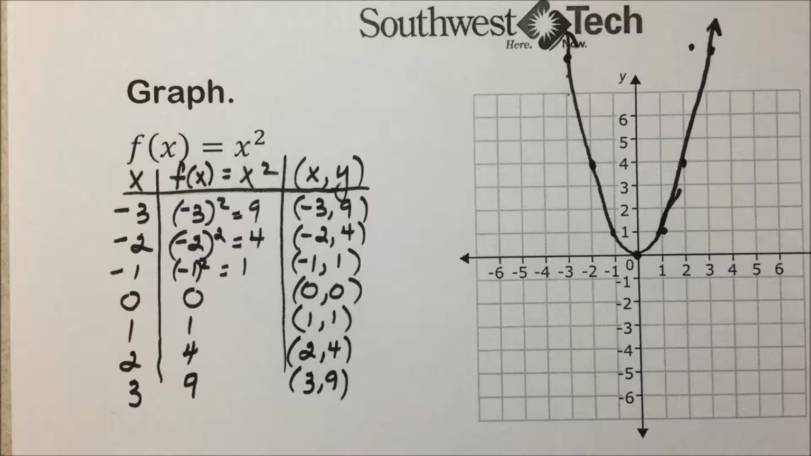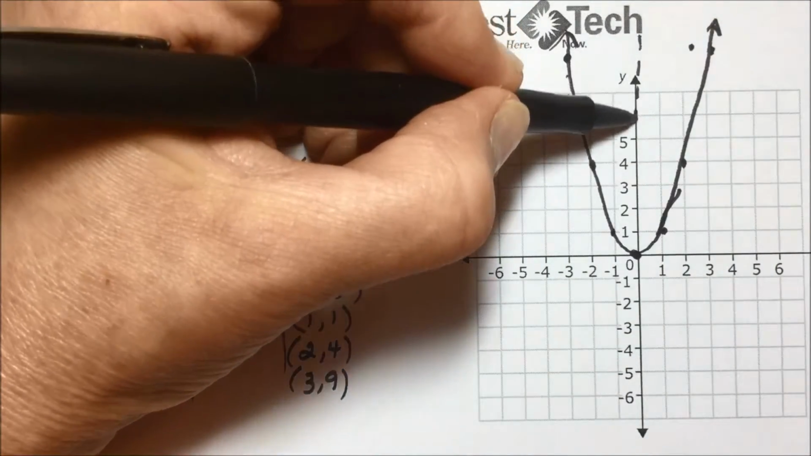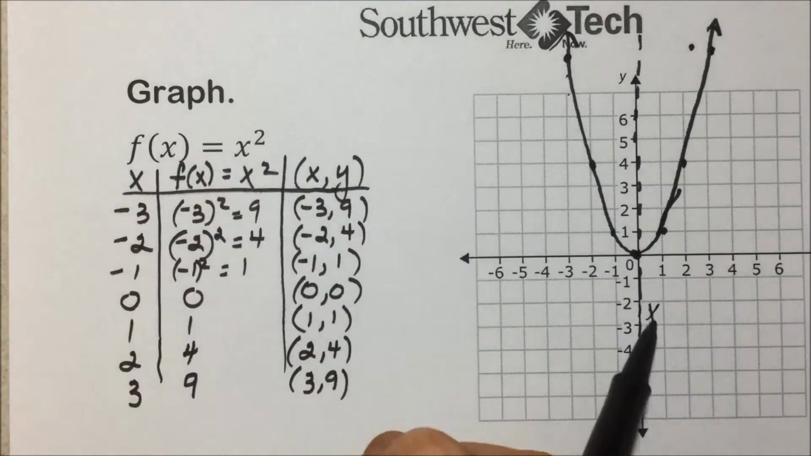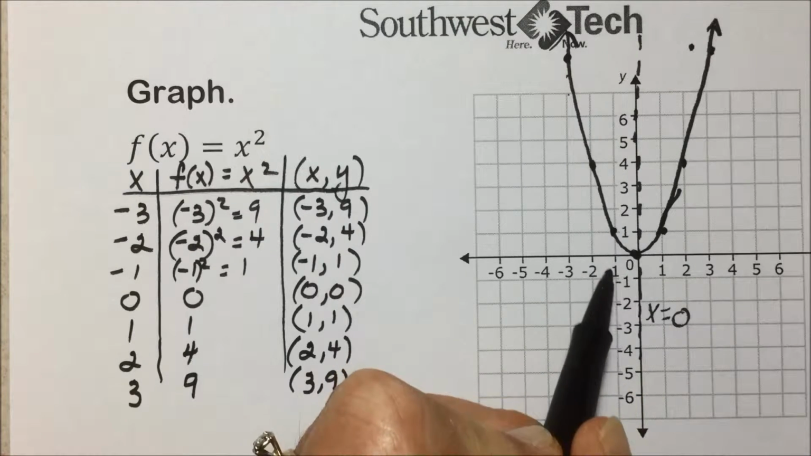They're U-shaped and can open upward, as this one does, or downward. Our turning point of the graph is called the vertex, and in this example, our vertex is at the origin. A parabola is symmetric with respect to a line that goes through the center of the parabola and the vertex. This line is known as the parabola's axis of symmetry, and it would be the line going through the vertex. It's actually x equals 0.